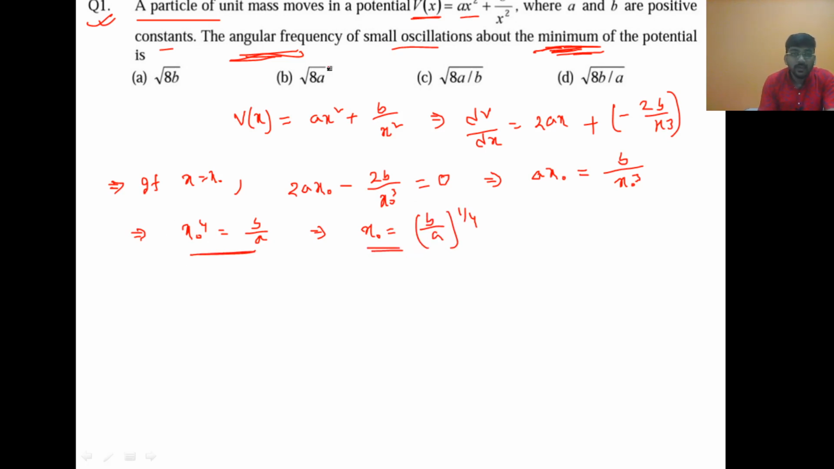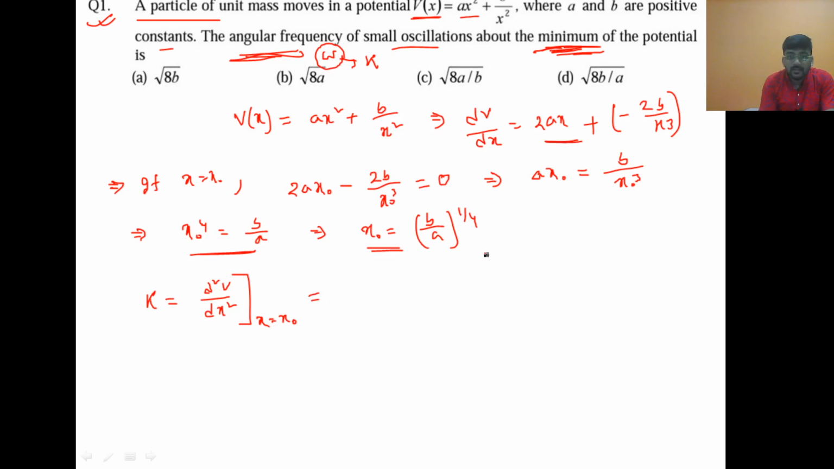Now we have to find the angular frequency, that is omega. To find omega, we have to find the force constant k, because there is a relation between k and omega. We know from the theory of small oscillation that the force constant k is equal to d2V/dx2, the second derivative of the potential, about the point of stable equilibrium, that is at x = x0. So we can find this easily.